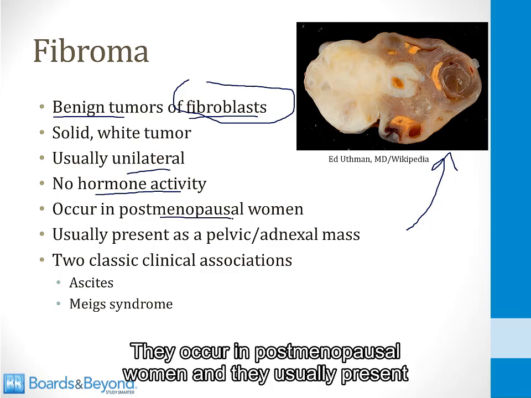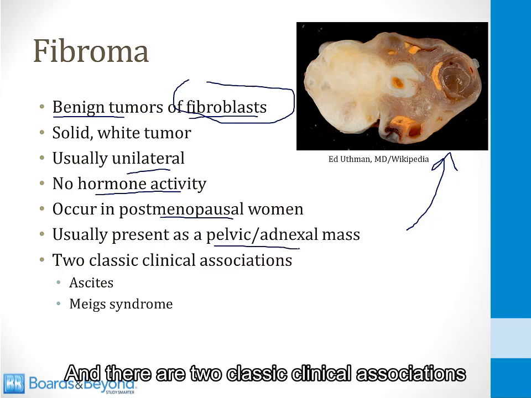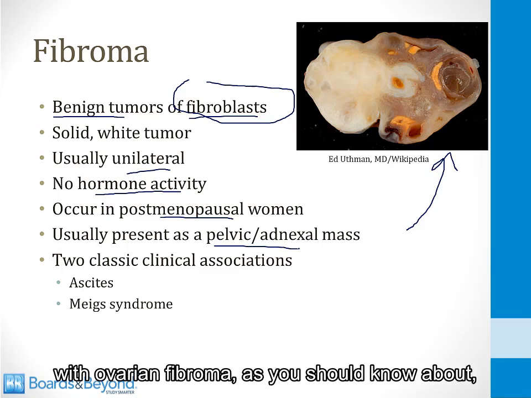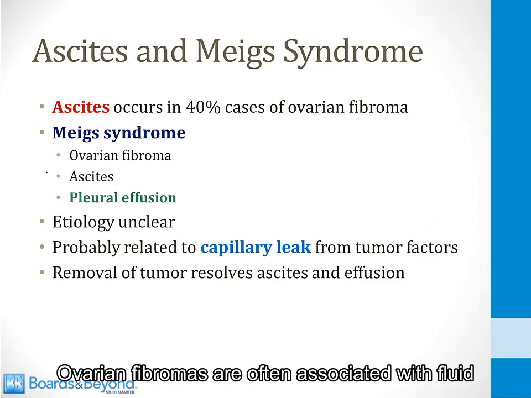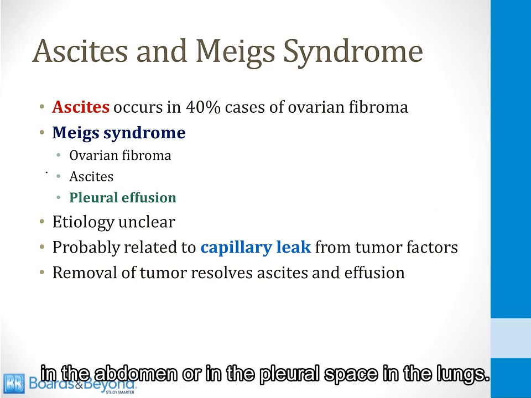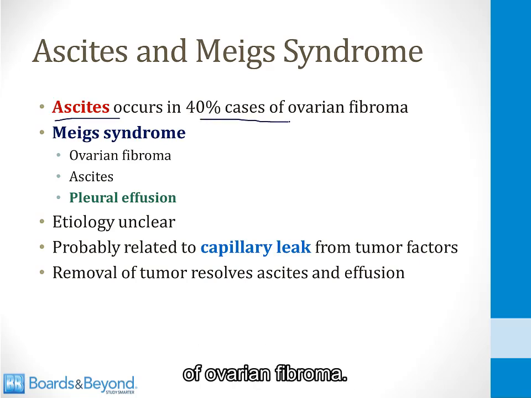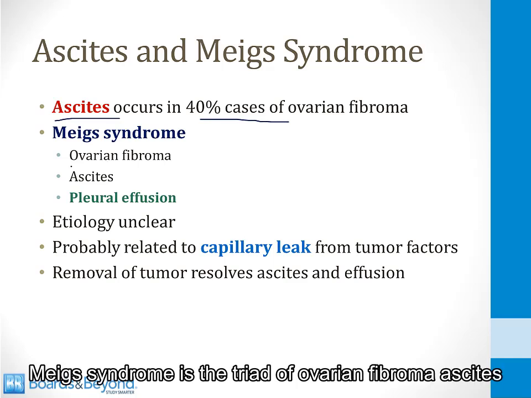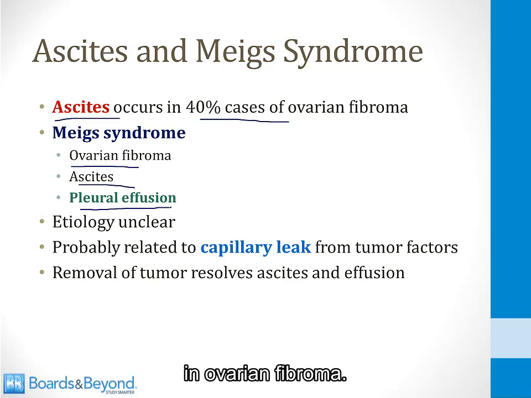They occur in postmenopausal women, and they usually present as a pelvic or adnexal mass. And there are two classic clinical associations with ovarian fibromas you should know about, and those are ascites and Meigs syndrome. Ovarian fibromas are often associated with fluid in the abdomen or in the pleural space in the lungs. So ascites, or fluid in the abdomen, occurs in 40% of cases of ovarian fibroma. Meigs syndrome is the triad of ovarian fibroma, ascites, and a pleural effusion, which is also seen in ovarian fibroma.